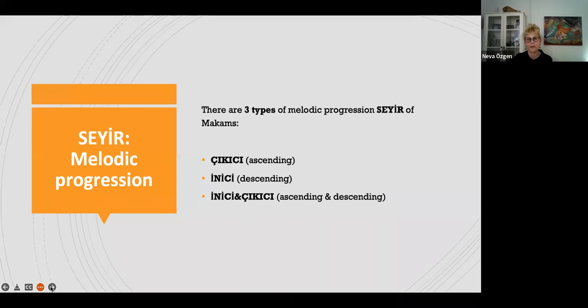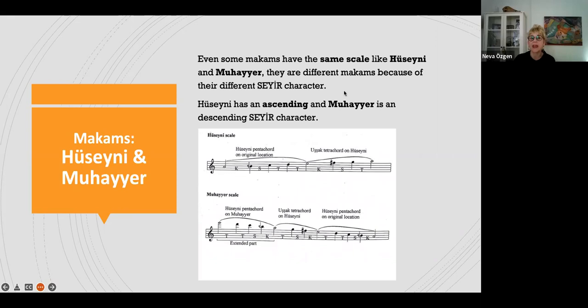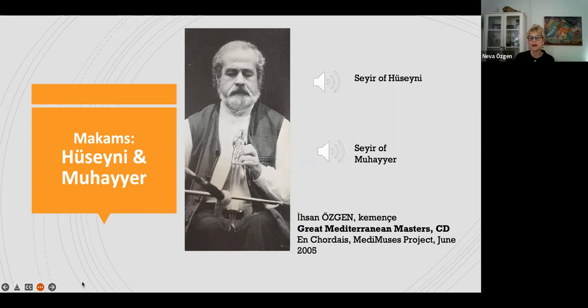Even some makams have the same scale, like Hüseyni and Muhayyer. They are different makams because of their different seyir character. Hüseyni has an ascending and Muhayyer has a descending seyir character. Now you will be listening to an example of Hüseyni and Muhayyer seyir performed by İhsan Özgen.